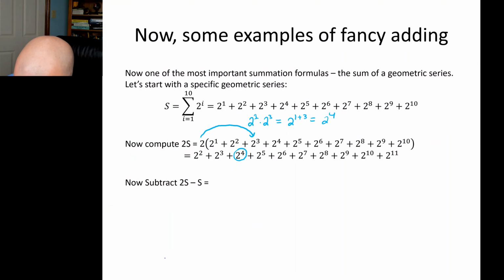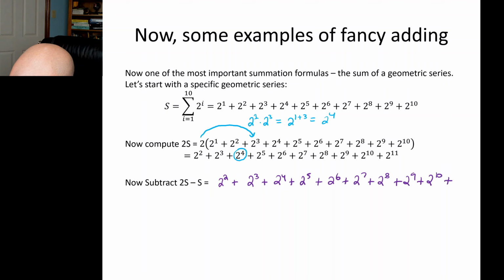So that's going to be 2 to the 2 plus 2 to the 3 plus 2 to the 4 plus, I'm going to do the subtraction carefully, 2 to the 6, 2 to the 7, 2 to the 8, 2 to the 9, 2 to the 10, 2 to the 11, minus 2 to the 1 plus 2 to the 2 plus 2 to the 3, 2 to the 4. I'm just making a copy of the original s. Oh, 7, already did the 6.